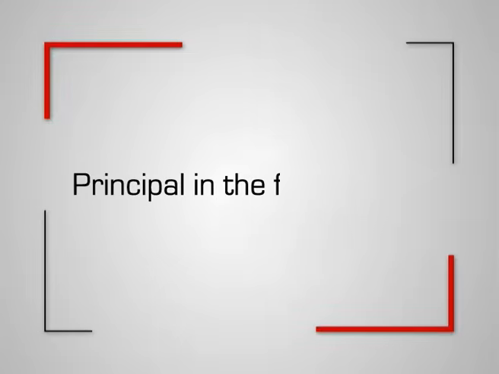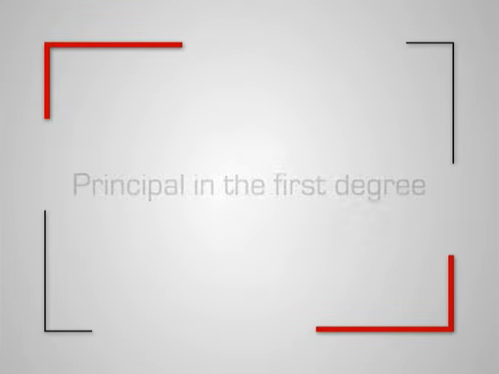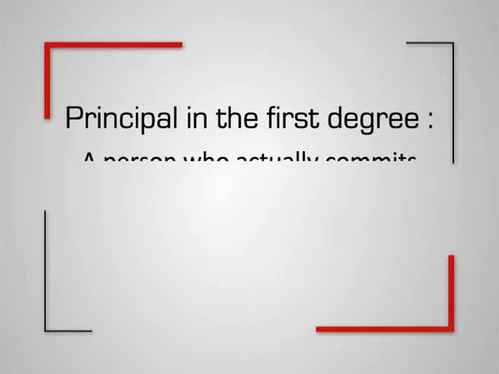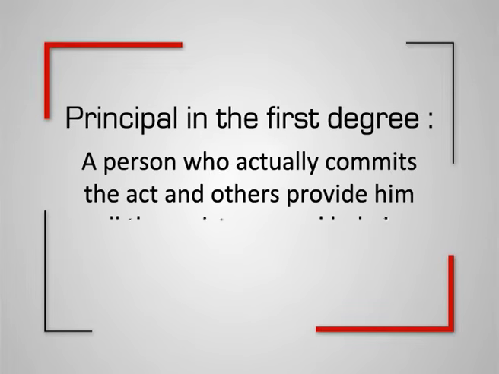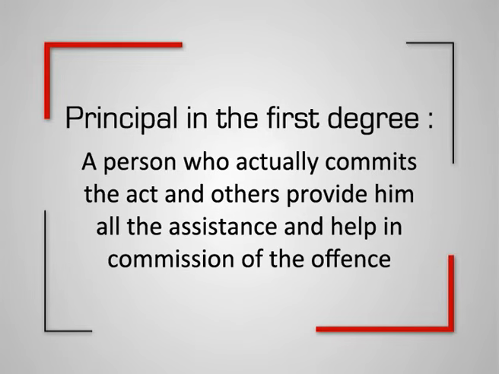Let us understand these types in detail. Number 1, principal in the first degree. Principal in the first degree means a person who actually commits the act and others provide him all the assistance and help in commission of the offence. If the crime is committed through an innocent agent, then the person who instigates the commission of the offence is the principal offender. For example, a doctor administers poison to a patient through a nurse, saying that it is a medicine. Here, the doctor is the principal in the first degree.